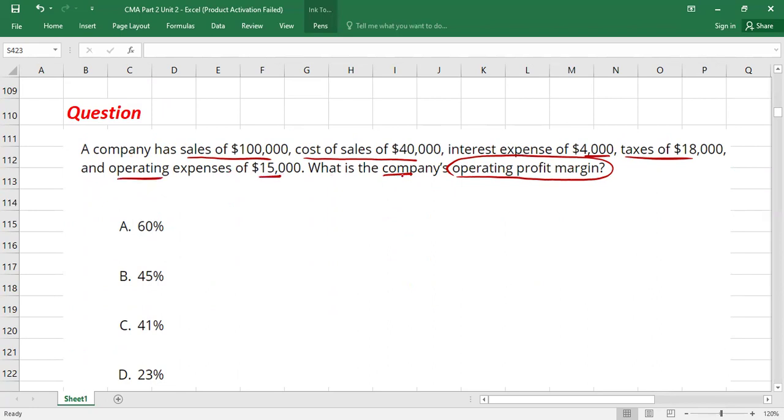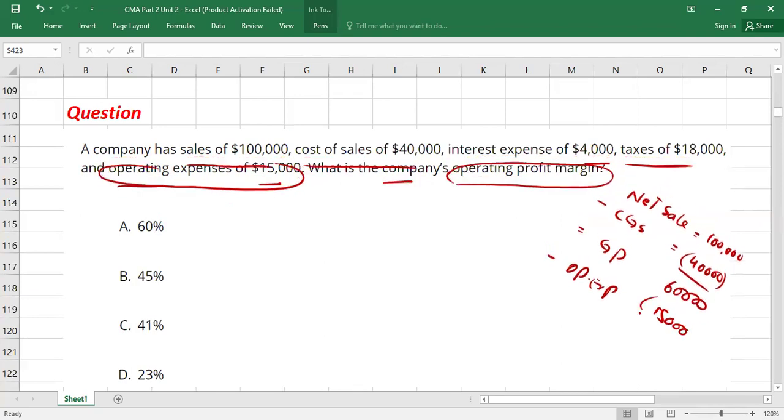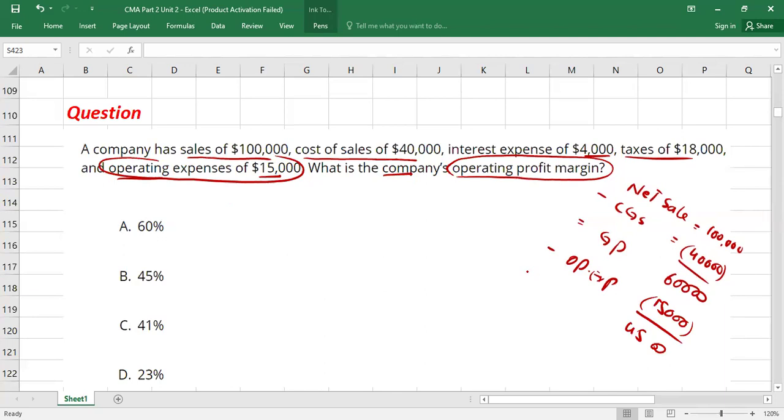So the question is, what is operating profit? First, you should know how to calculate the operating profit. You have to write net sales, which is 100,000, given in the first line. From there, you will deduct cost of goods sold, which is 40,000, equals gross profit, which is 60,000. From there, you will deduct operating expenses, which could be given with the name of selling and marketing and administration expenses. But here he told you operating expenses directly, 15,000. So 45,000 is called your operating income.